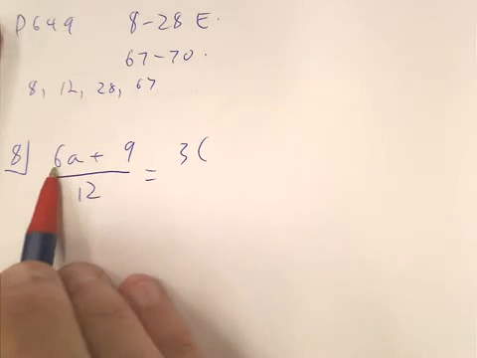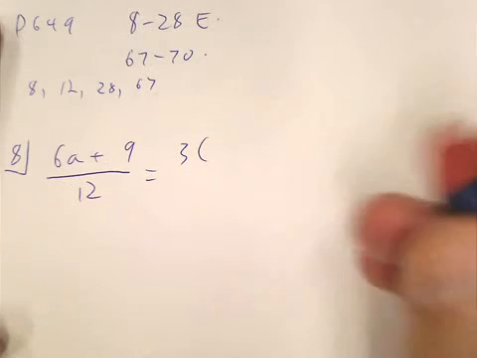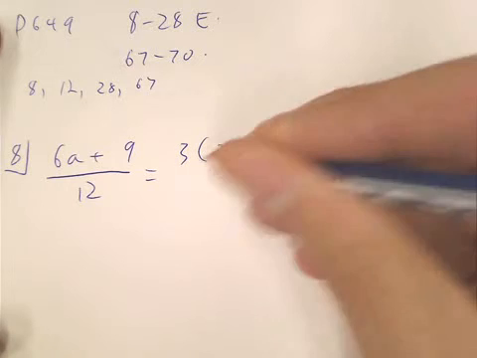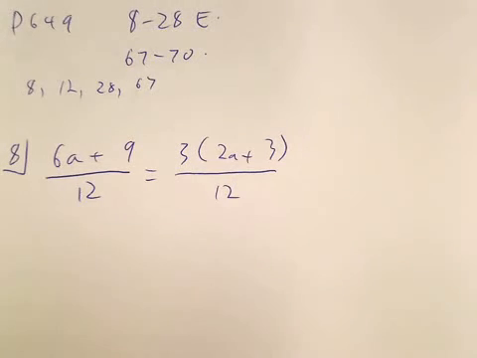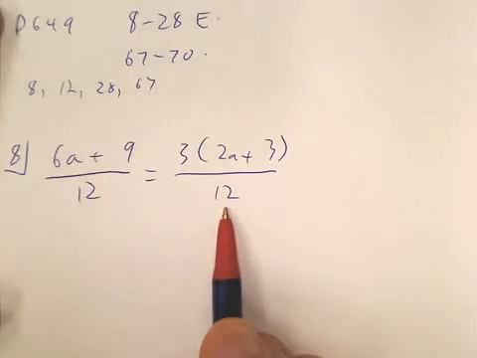So out of the numerator, the 6 and the 9, 3 will go into both of those. So it's going to be 2a plus 3 over 12. Now, excluded values, when does the denominator equal 0? When does 12 equal 0? Well, never. So there are no excluded values. That's cool. The next step is to reduce or cancel out common factors.